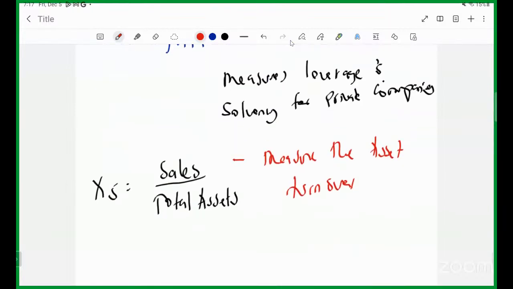And X5, sales over total assets. This one, actually, they want to know if you are making enough sales, if you are using your assets enough to make the sales. That's what they want to know.